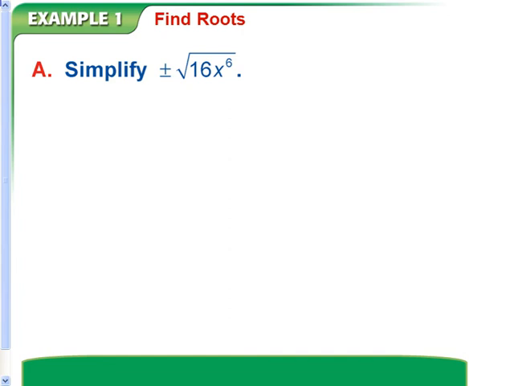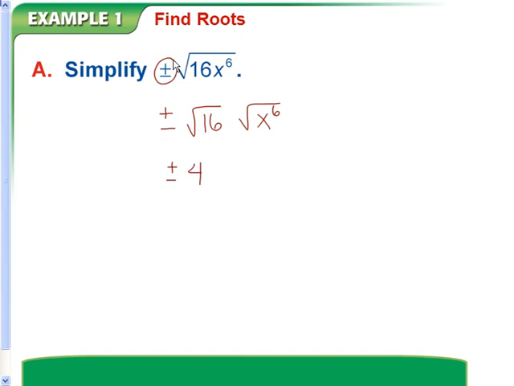Okay, so let's go through this problem. So simplify plus or minus the square root of 16x to the 6th. So first of all, this plus or minus tells us that the answer is going to be plus or minus. Then we think about the square root of 16 and the square root of x to the 6th as separate entities. So we're going to say plus or minus 4.